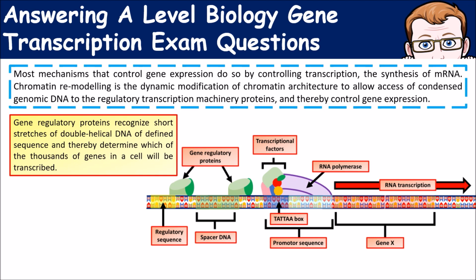We can have gene regulatory proteins. These recognize short stretches of the DNA double helix, and therefore can help transcribe a number of different genes in different regions. So you've got your regulatory sequence there, but lots and lots of genes will have a regulatory sequence that sits before the promoter sequence.